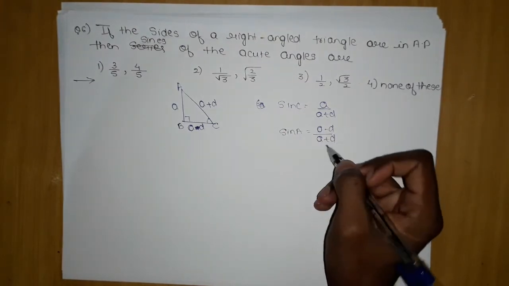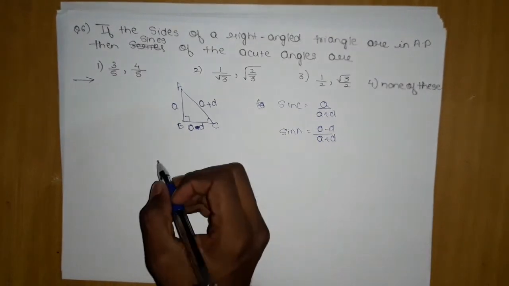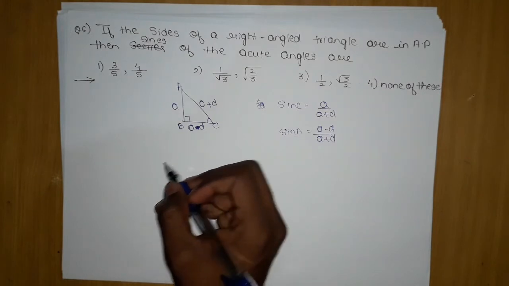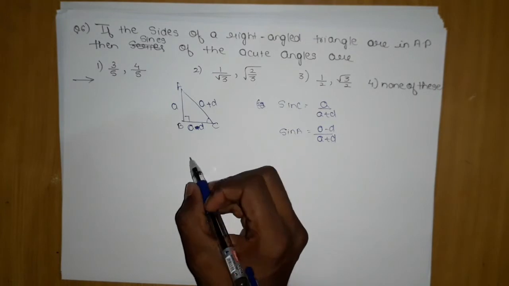Okay, now the next thing is how we can get the relationship between these. Since it is a right angle triangle, we can easily apply Pythagoras. So applying Pythagoras gives us what?